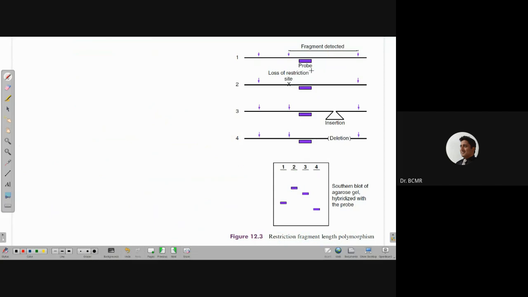In this case, we have a probe only in this space. Even though it is cut here and here and here, only this place will show up on the Southern blot. Why is that? Because the probe is specific and will hybridize only to the 4 kb fragment and not to the 2 kb fragment. And that is why we can only see one band. Okay, I hope you understood it.